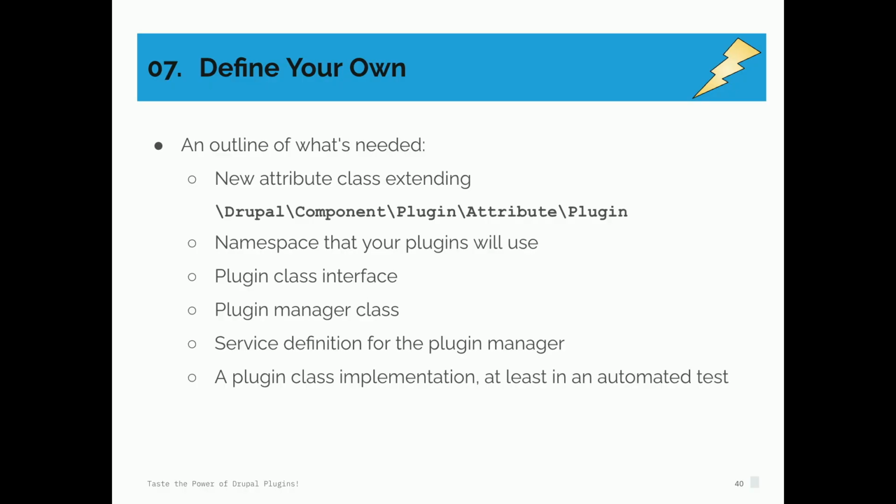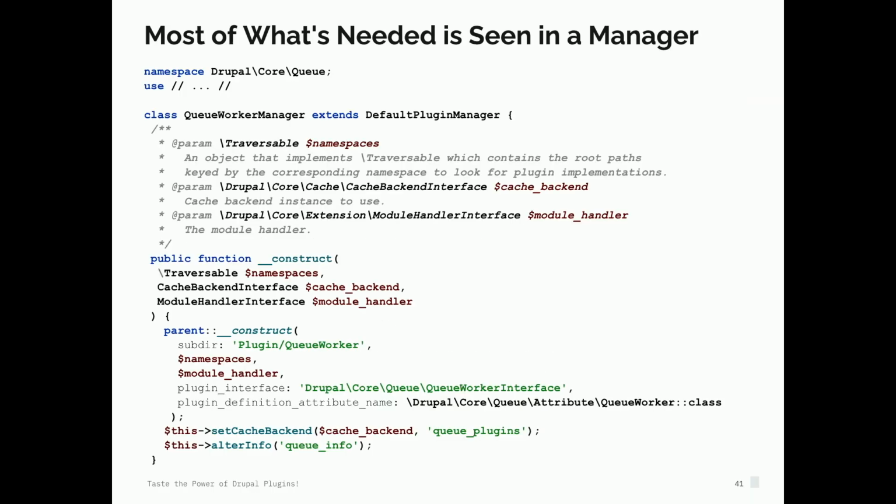If you want to do this, this again gets back to just the process of discovery, right? You need to define a new attribute that you're going to use to decorate your plugin classes. You need to decide what namespace your plugins will use. You need to decide and write the interface. You need to write the manager. You need to have in your module a service definition for the plugin manager so you can grab it as a service. And then, of course, you need to implement your plugin at least in an automated test, at the very least, so that you know that all these pieces fit together and work.